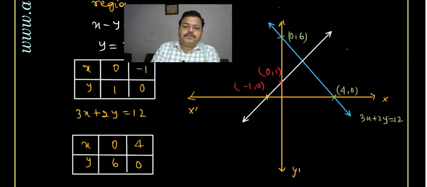The point of intersection will be like this one, say, if I plot this. This will be the point of intersection, and that will also be a point of intersection. So if you look for this point of intersection, you will get this edge.